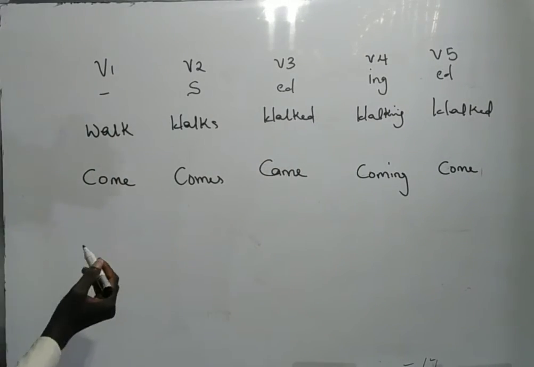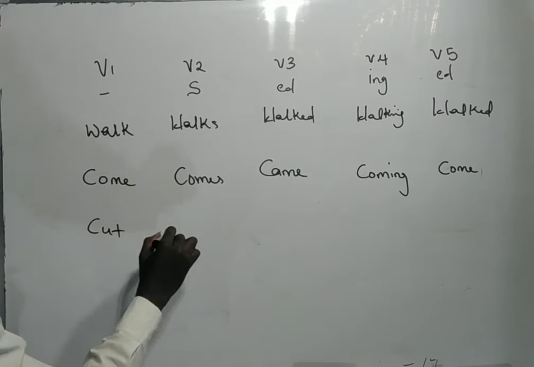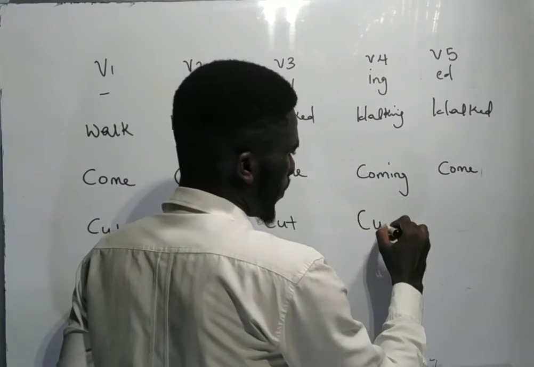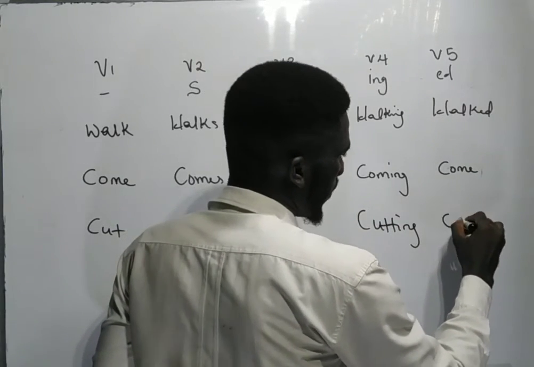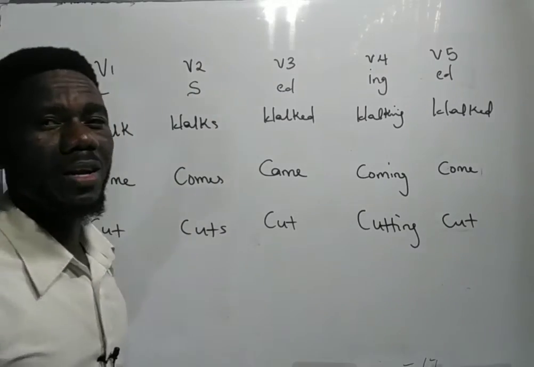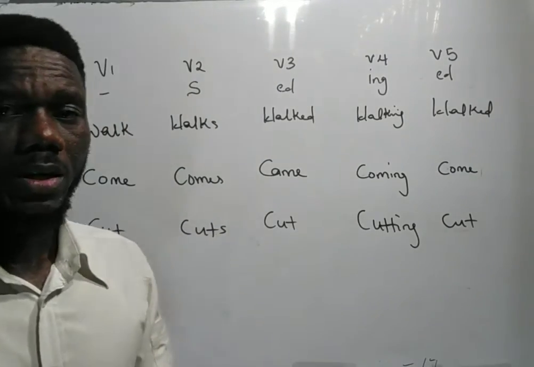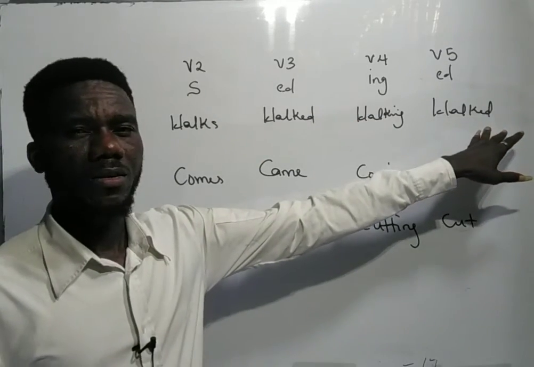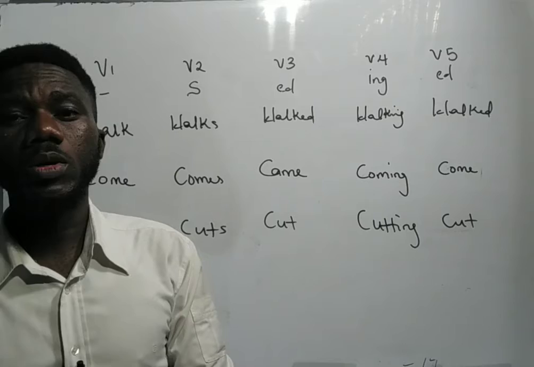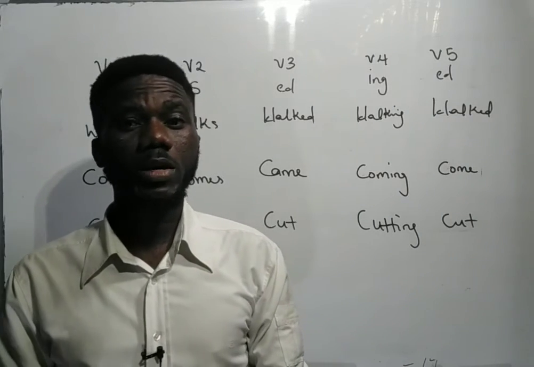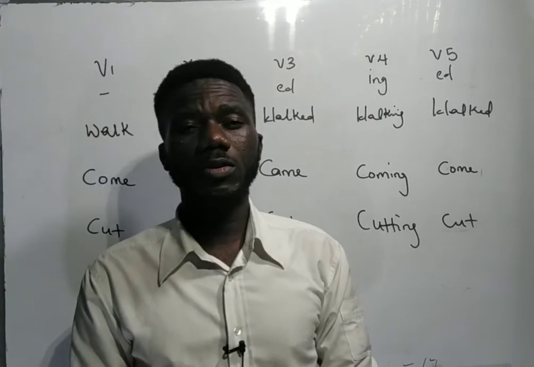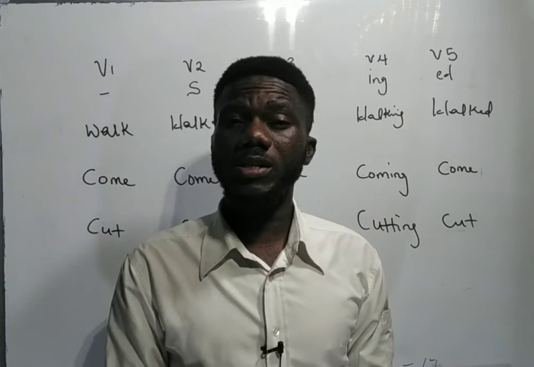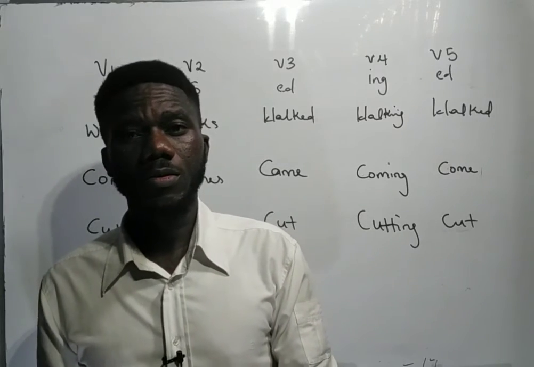Another example is where you have something like cuts. Here is cuts, here is cuts. You have cut in here, and here it returns to cut. Now, whenever you have a verb that accepts ed here and here, that verb is known as a regular verb. That is why, if you look for the definition of a regular verb, you'll be told that the regular verb is that verb that accepts ed for its past tense and its perfect tense forms.